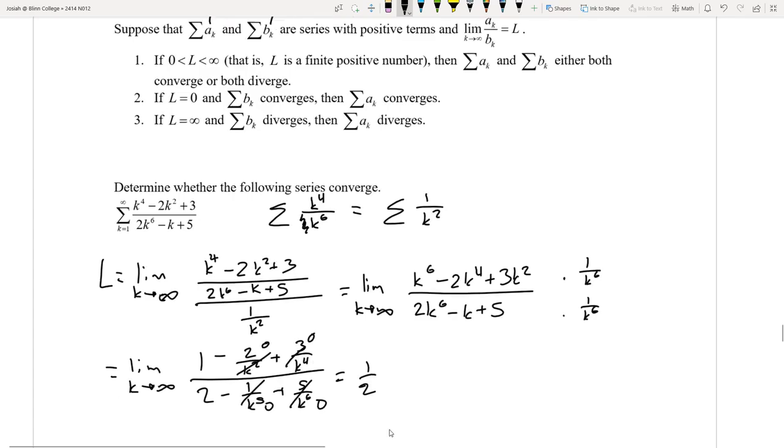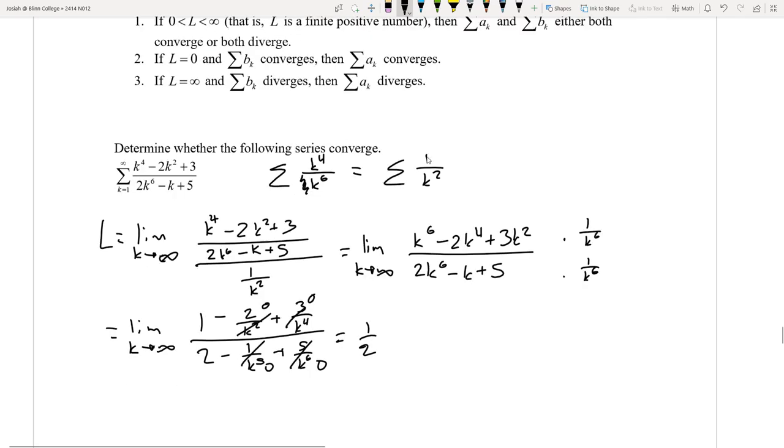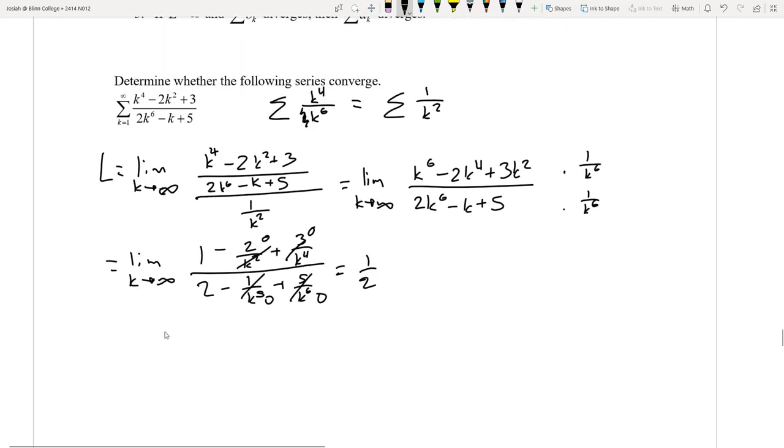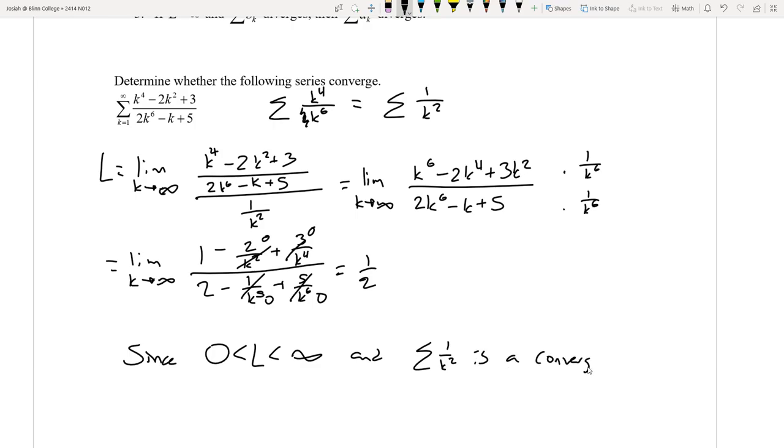Which means that both series, the 1 over k squared that we compared to and our problem series, will behave the same. So since we have that L is between 0 and infinity, and 1 over k squared is a convergent p-series. So instead of writing what our inequality is equal to for direct comparison, we write what L is doing. And we have our convergent p-series.